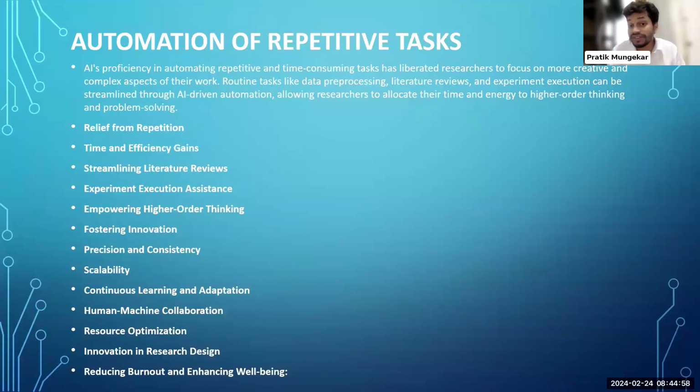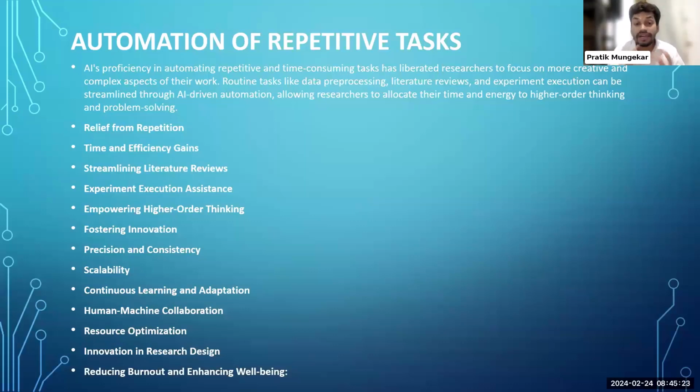Then, of course, precision and consistency. When researchers deal with repetitive tasks manually, there is always a risk of human error. Now, AI, on the other hand, operates with precision and consistency, whether it is data pre-processing, literature review, or experiment execution. AI ensures that tasks are performed accurately every time. This reliability is crucial for maintaining the integrity of research outcomes.